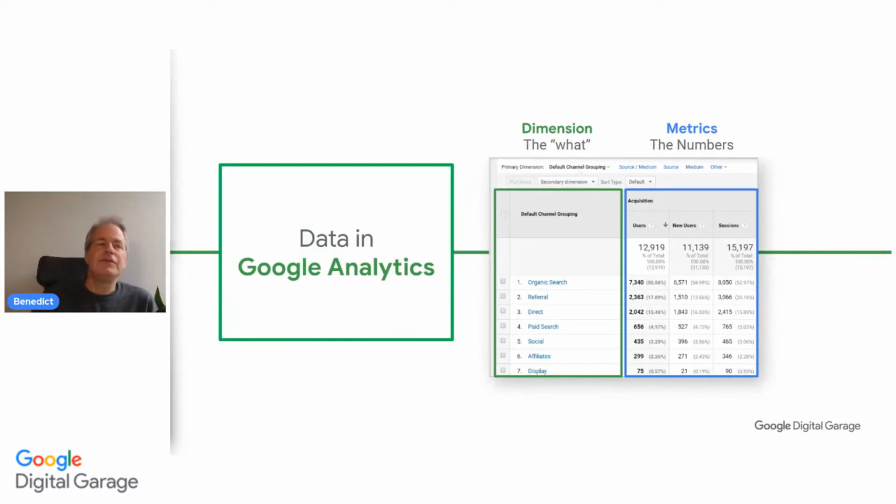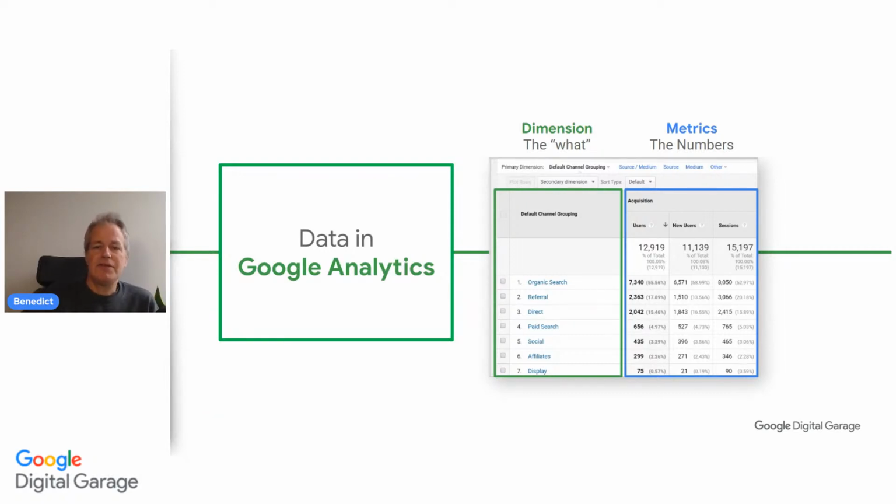With Google Analytics, on the left you've got the what, the dimension. So, for example, here we go: organic search, referral, direct, paid search, social, affiliates, display. That's the what, the dimension. Metrics is the numbers. So it's the result of each of these different things.